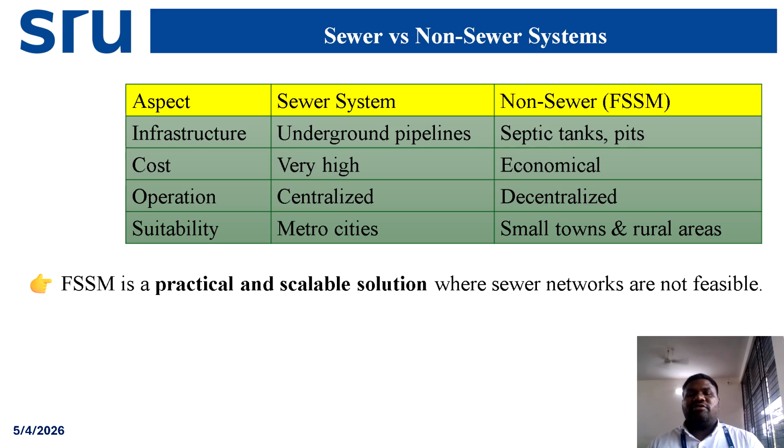Then suitability. Where space is lacking, we need to go for sewer networks. Since it is an underground pipeline, it is mostly suitable for metro cities. Non-sewer systems are for where an ample amount of space exists and we don't have resources or financial support. That is basically suitable for small towns and rural areas.